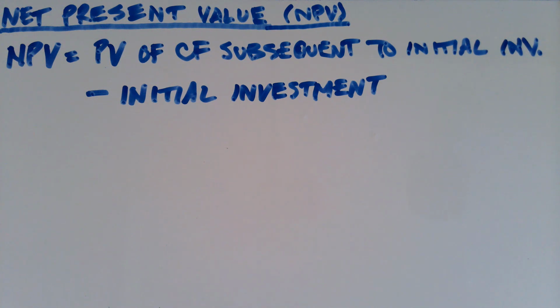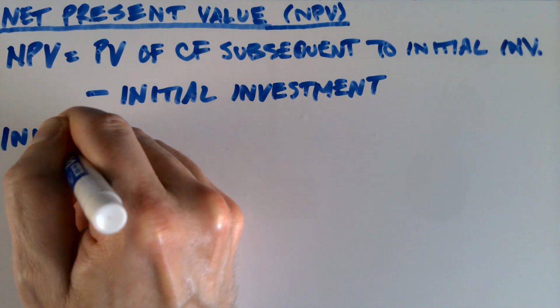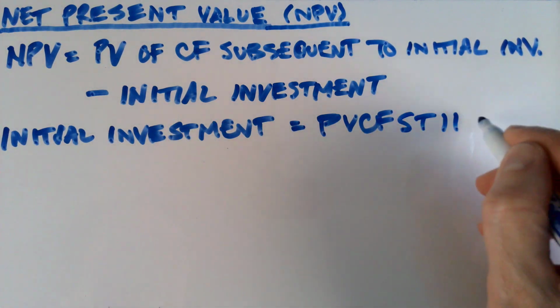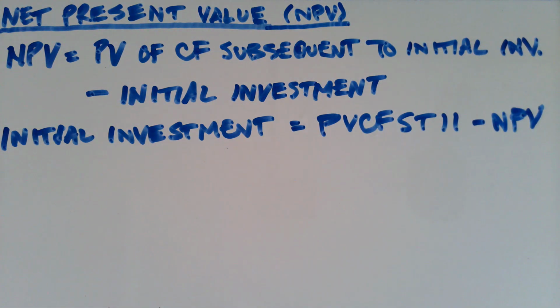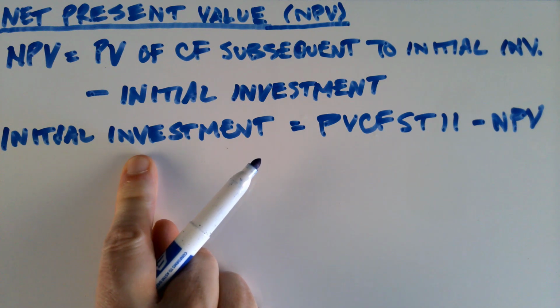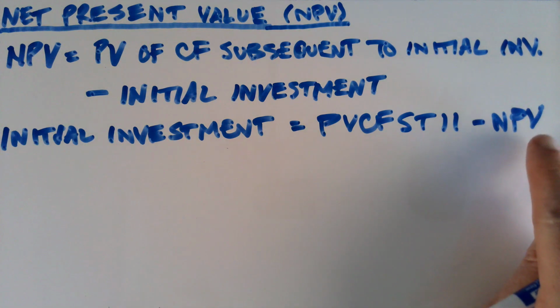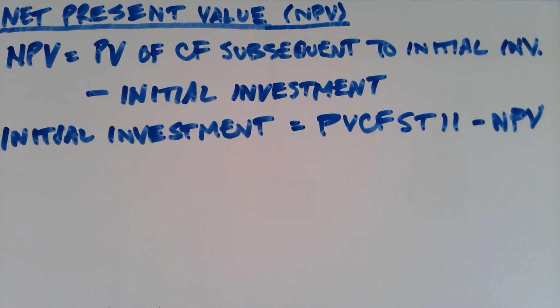And so all we have to do in that case is add initial investment to both sides and subtract NPV from both sides. And when we do, we get this. Notice that I've abbreviated the present value of cash flow subsequent to initial investment simply because it is just so long. All we did was add initial investment to both sides, which canceled with this initial investment, and subtracted net present value from both sides, which canceled this net present value. So we're left with the formula as it is for initial investment.